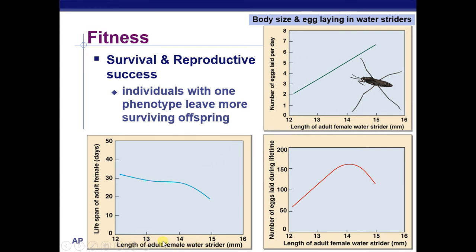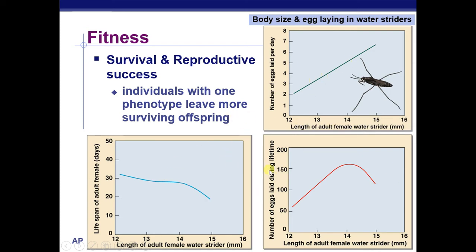In the other graph, we have length of adult female water strider and the lifespan. And we see that as the length goes up, the lifespan goes down. So in this example, we would say that maybe the larger ones are less fit. So it's never as cut and dry as using one piece of data.